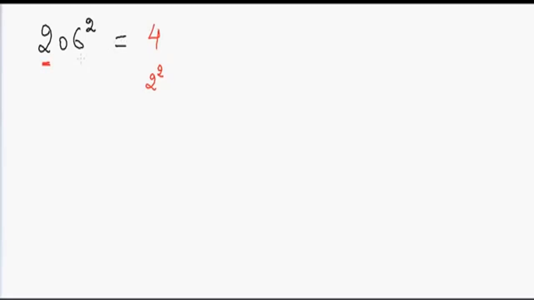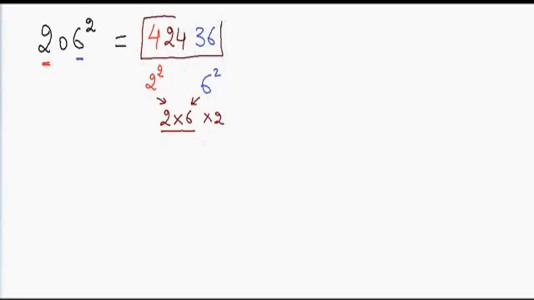Then I'll take the last digit and I'll take a square of that digit. So square of 6 is 36, right? And now to get the middle numbers, what I'll do is I'll multiply 2 and 6, and then I'll multiply again with 2, and that will be 6 into 4, 24. So that will be the answer.